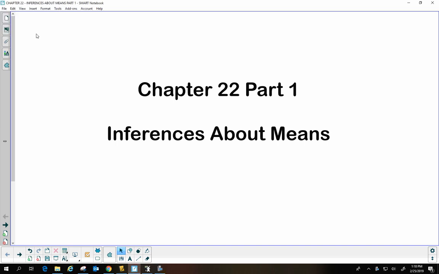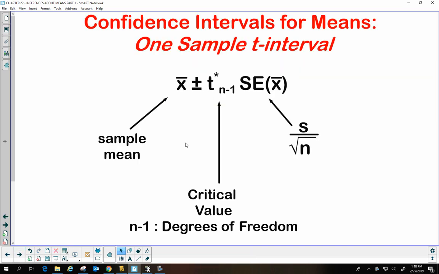We've been talking for some time about inferences like confidence intervals or hypothesis testing for proportions. Now we're going to do something similar, but change gears a bit and talk about means. So today we're going to talk about confidence intervals for means.